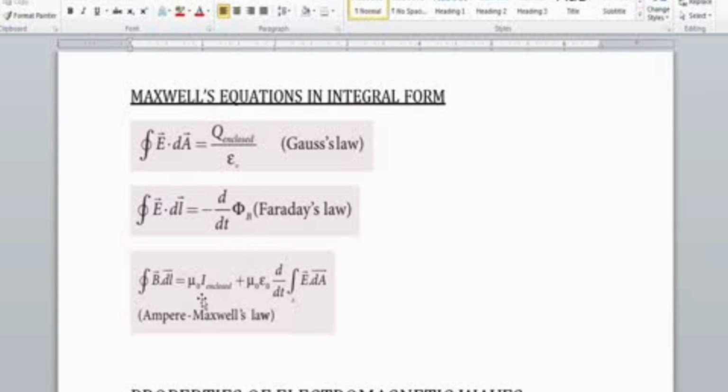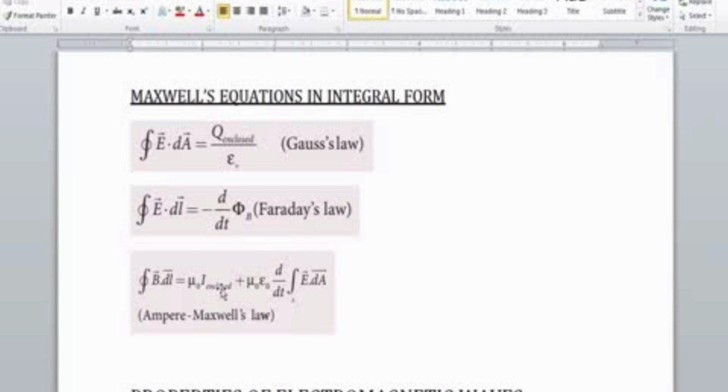Then the next one, the last law, is called the fourth law. That law is called Ampere-Maxwell's law. Here, in Ampere's law, the closed integral of B vector dot dl vector equals mu naught into I. Up to this it is called Ampere's circuital law. This Ampere's circuital law is converted into Ampere-Maxwell's law. Maxwell added another term to this equation. Here I C, that is I enclosed, is called the conventional current.